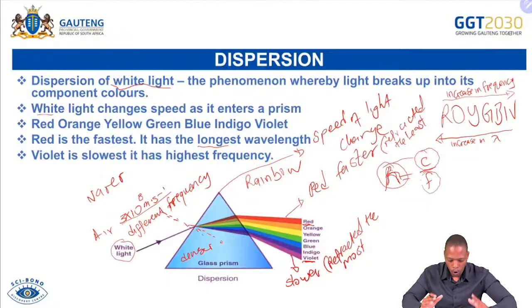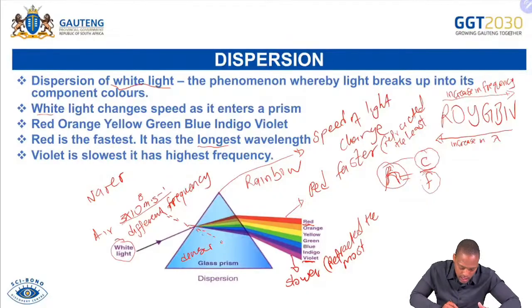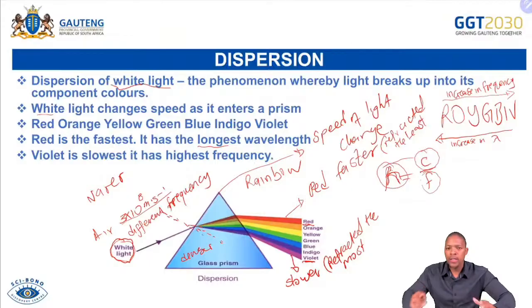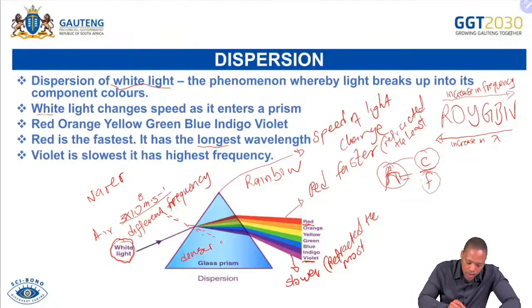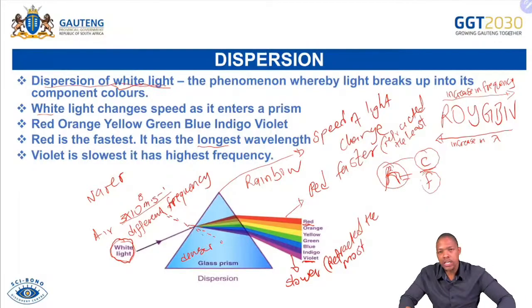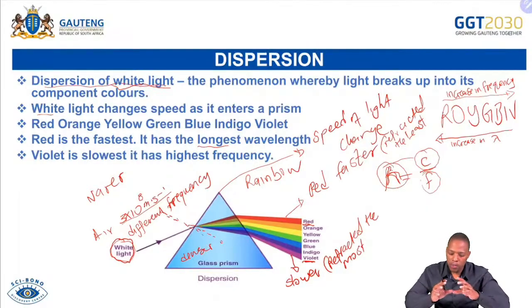Okay? So that's dispersion of white light. That's how we end up seeing all these lights. These lights are actually coming from white light. So that tells us that white light carries all these types of light within the light itself. So what is important here, grade 12, is that you remember to be able to define dispersion of white light as the phenomenon whereby white light breaks up into its component colors.